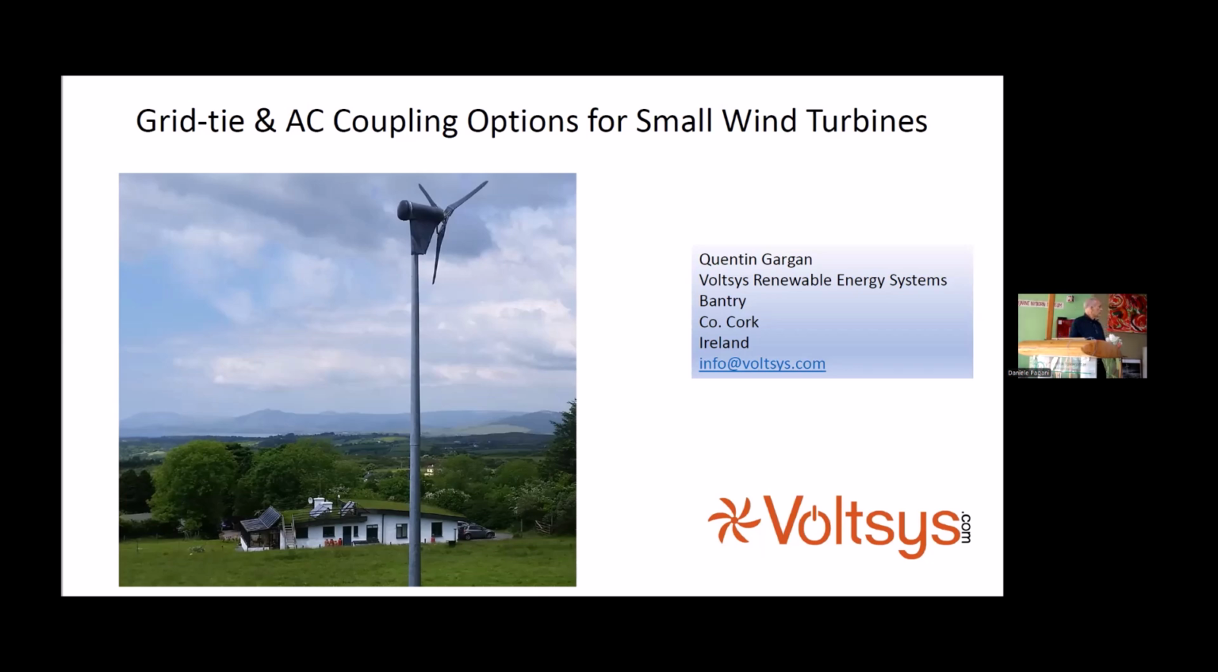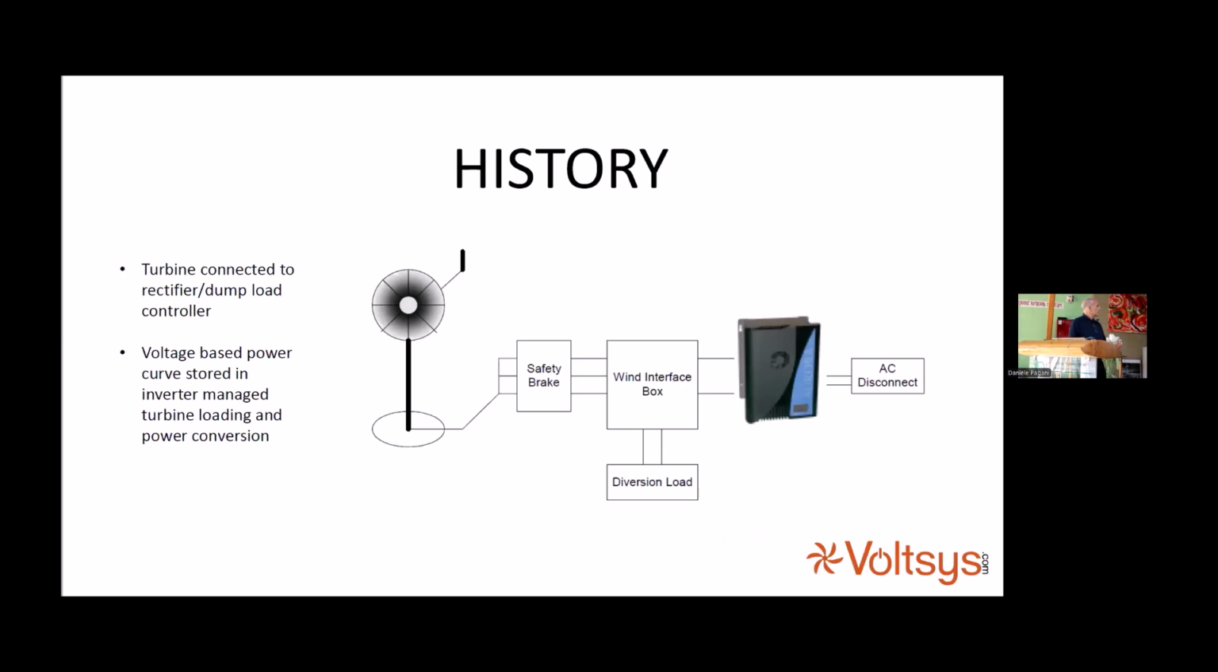So, a basic history of a typical system back in the old days: we had these wind inverters, which are the original of the species. The solar inverters we have nowadays are derived from wind inverters and not the other way around. So the turbine was fed into a safety break, a wind interface with a diversion node on it, and it went into an AC grid inverter.